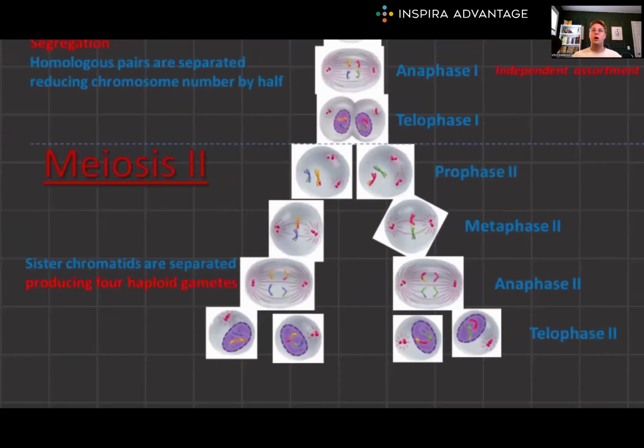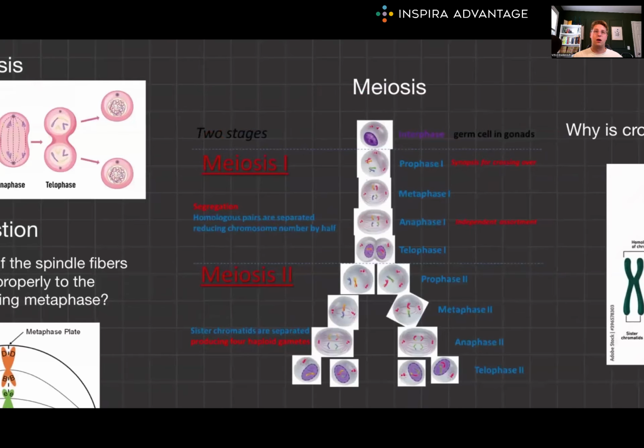Then for meiosis 2, this is almost identical to mitosis. It starts with half the number of chromosomes and results in 4 haploid cells. So the key differences are meiosis produces haploid cells, mitosis produces diploid cells. Meiosis involves 2 divisions, mitosis involves 1 division. Meiosis involves crossing over, leading to genetic recombination. Mitosis does not. Meiosis results in 4 genetically diverse cells. Mitosis results in 2 identical cells.